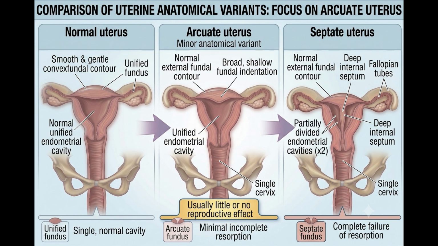Not every minor indentation of the uterine cavity represents a pathological septum. Some women have a shallow indentation at the fundus known as an arcuate uterus. This represents only a mild variation in uterine shape, resulting from minimal incomplete septal resorption. Unlike a true septate uterus, an arcuate uterus is generally considered a normal anatomical variant and usually has little or no effect on fertility or pregnancy outcomes.